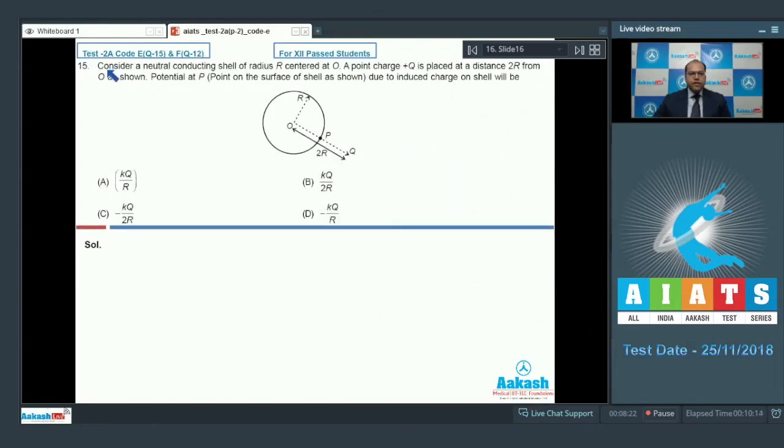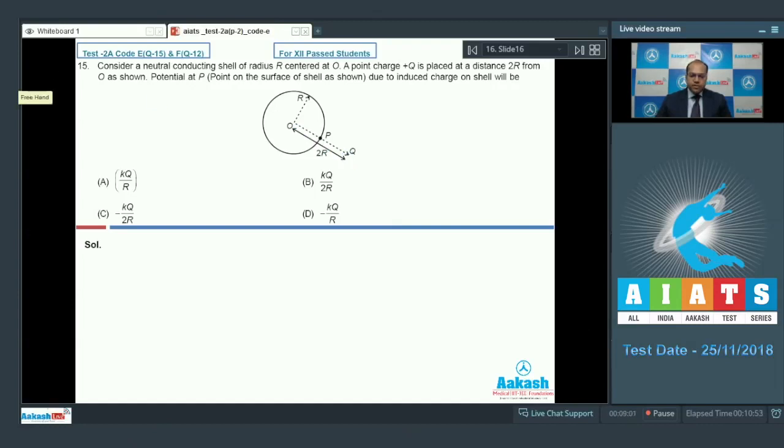In question number 15, consider a neutral conducting shell of radius r centered at O. A point charge plus Q is placed at a distance 2r from O as shown. The potential at point P on the surface of the shell, due to the induced charge on the shell, will be. Since it is a neutral conducting shell, the potential at the center of the shell due to induced charges will be 0. So the potential at the center of the shell is only because of this charge Q.